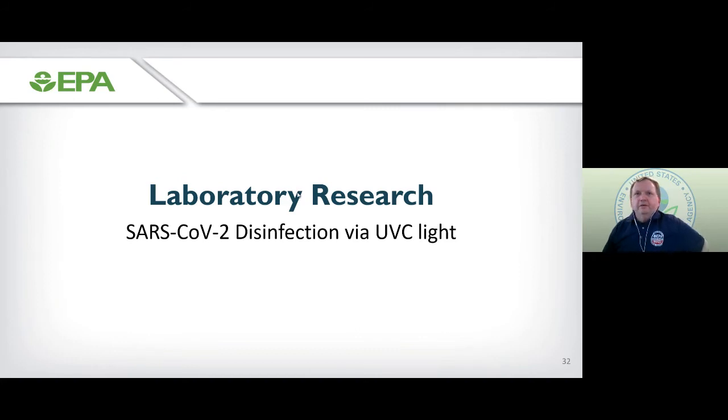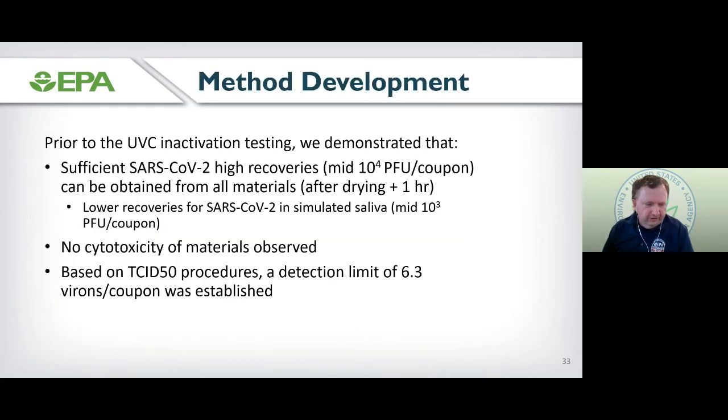Great, thank you. All right, so before we started our research with SARS-CoV-2, we wanted to make sure that we were doing that under the right conditions. So we went through extensive method development, and that consisted of, for example, demonstrating that we could actually extract the SARS-CoV-2 virus from these materials, the ABS plastic, the stainless steel coupons, and the STEET material. We were able indeed to do that, and we're able to recover more than 10 to the 4th PFUs per coupon. So that was a good start.